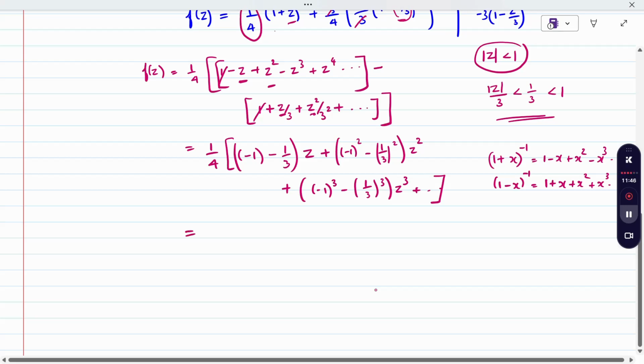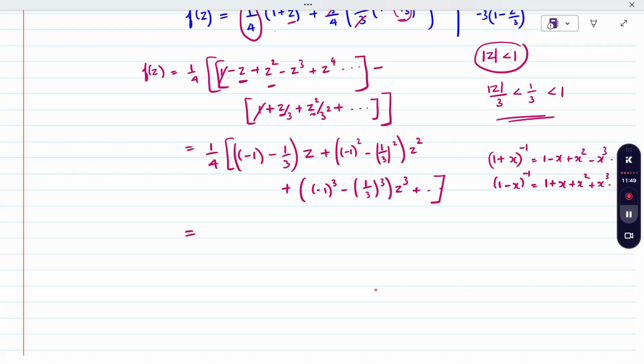Or if you have a confusion like this, then simplify it. The normal simplification you can do: whatever the terms, take the LCM, take z outside, minus 1 minus 1 by 3, simplify it, and you write a general form. That is also correct only.